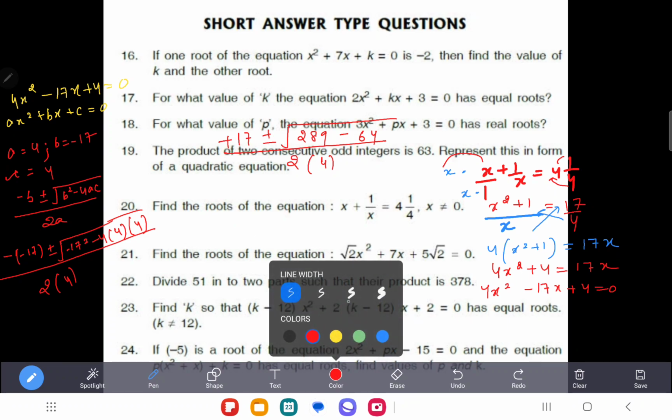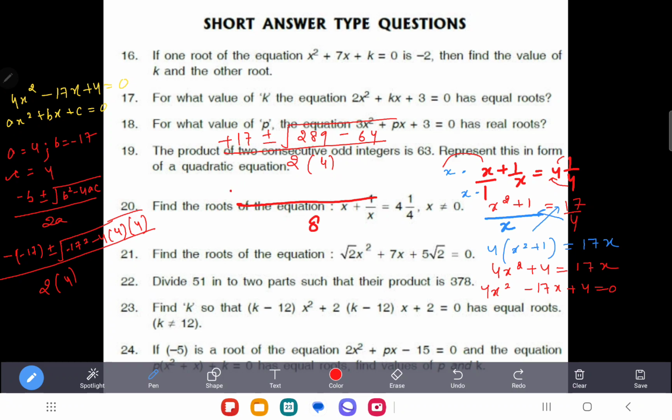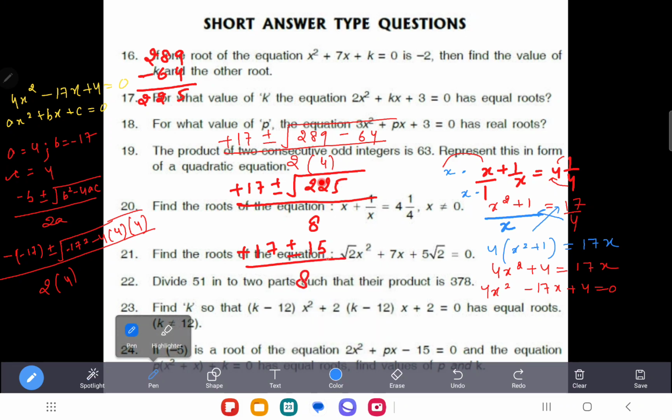So for me it is going to become 8 on the bottom, 17 plus minus under root of 289 minus 64. So that would be 225, right? And root 225 is 15. So that shall be 17 plus minus 15 over 8.